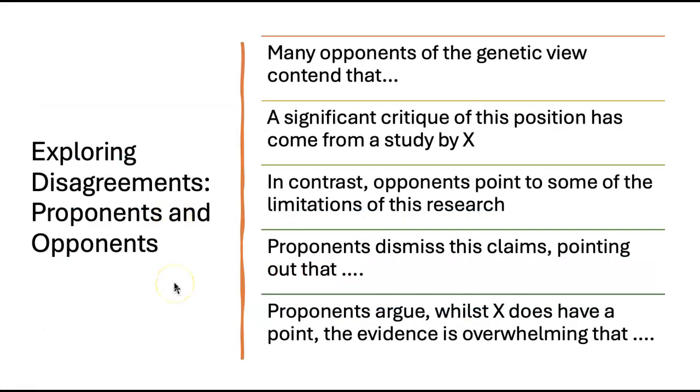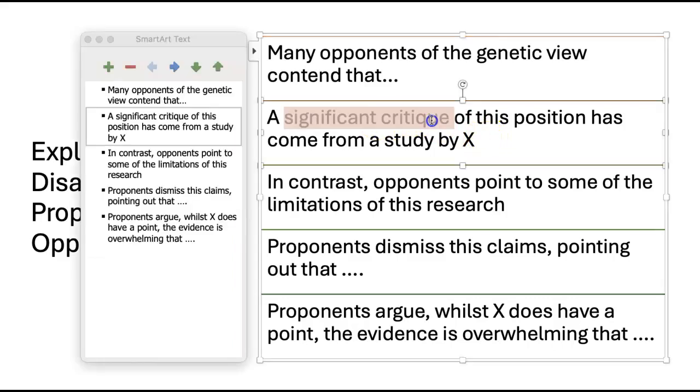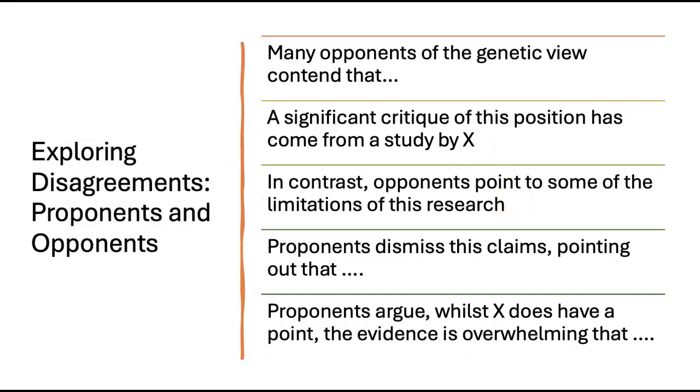Now, moving on, exploring disagreements. One of the best things to do in highly successful EPQ reports, and this is a technique that stops your report becoming an explanation or a description, is to use this idea of foes or rivals. Or proponents and opponents. And these kind of phrases keep you arguing. Many opponents of the genetic view contend that blah, blah, blah, blah. A significant critique of this position has come from a study by X. So you're using the idea of a critique there as opposed to opponents, but the principle remains the same.